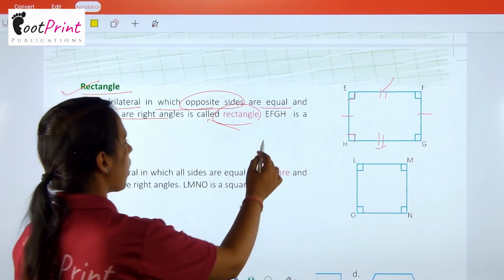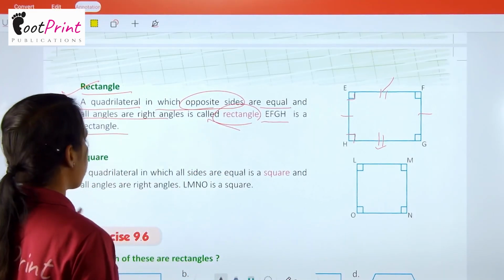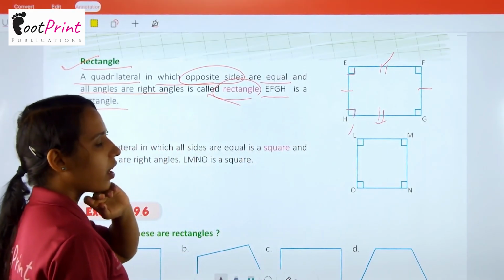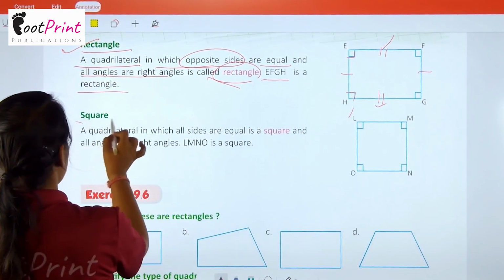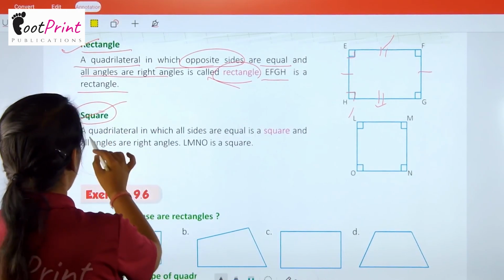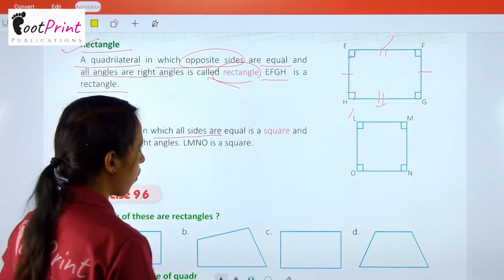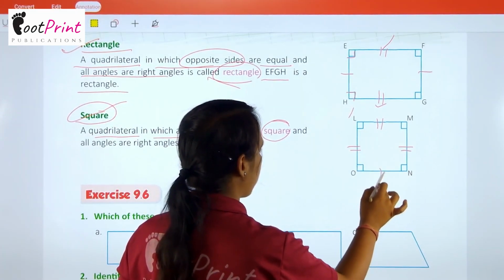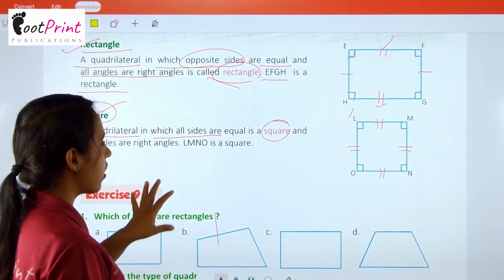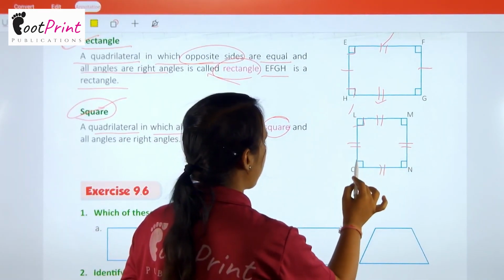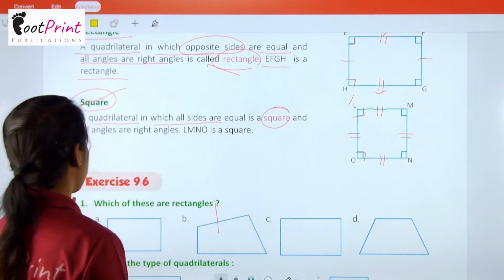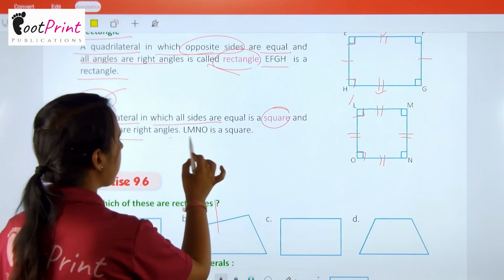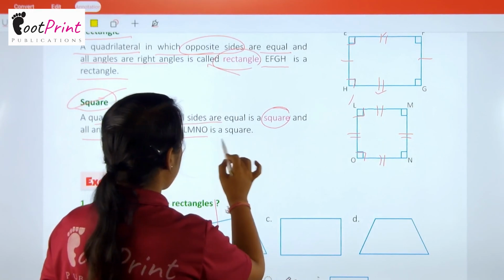So here EFGH is a rectangle because the opposite sides of this figure are equal and each angle is 90 degrees. Next one is square. So what is a square? A quadrilateral in which all sides are equal is a square. If all four sides are equal, this is a square. And in a square also, each angle is 90 degrees, or right angles. Here we can write LMNO is a square.